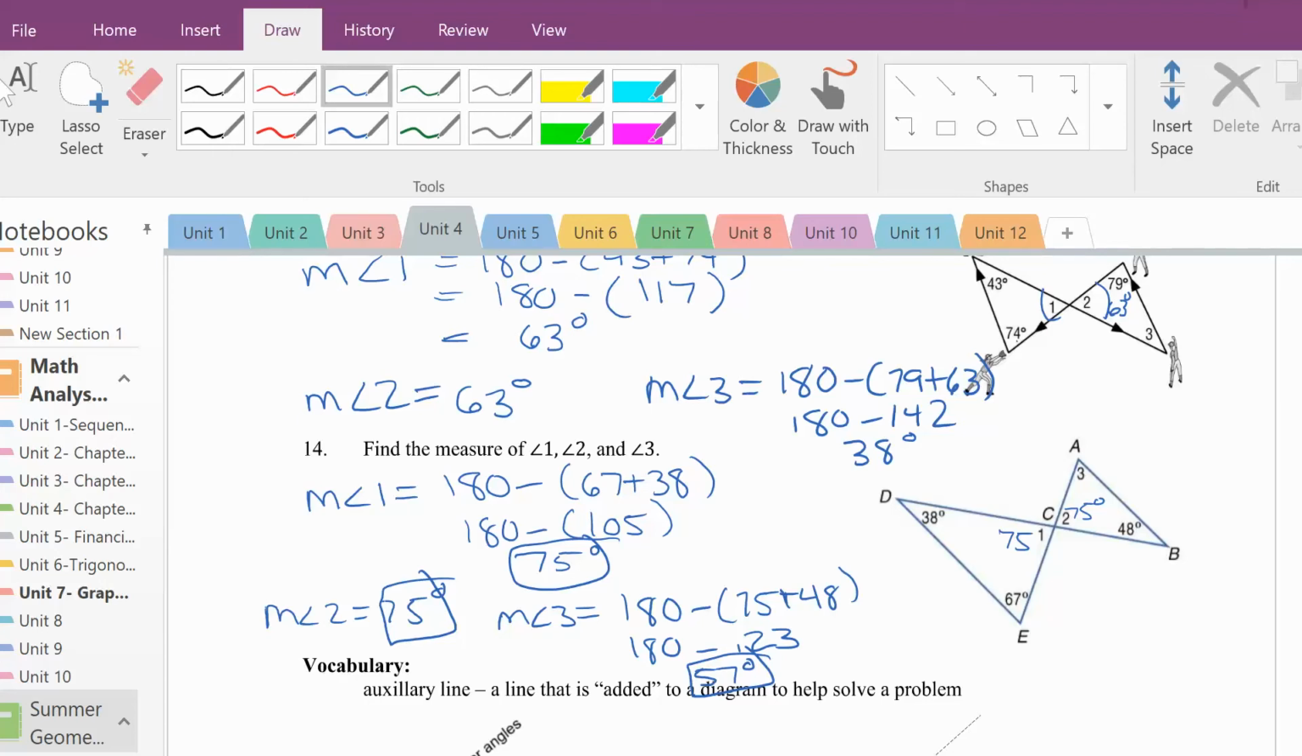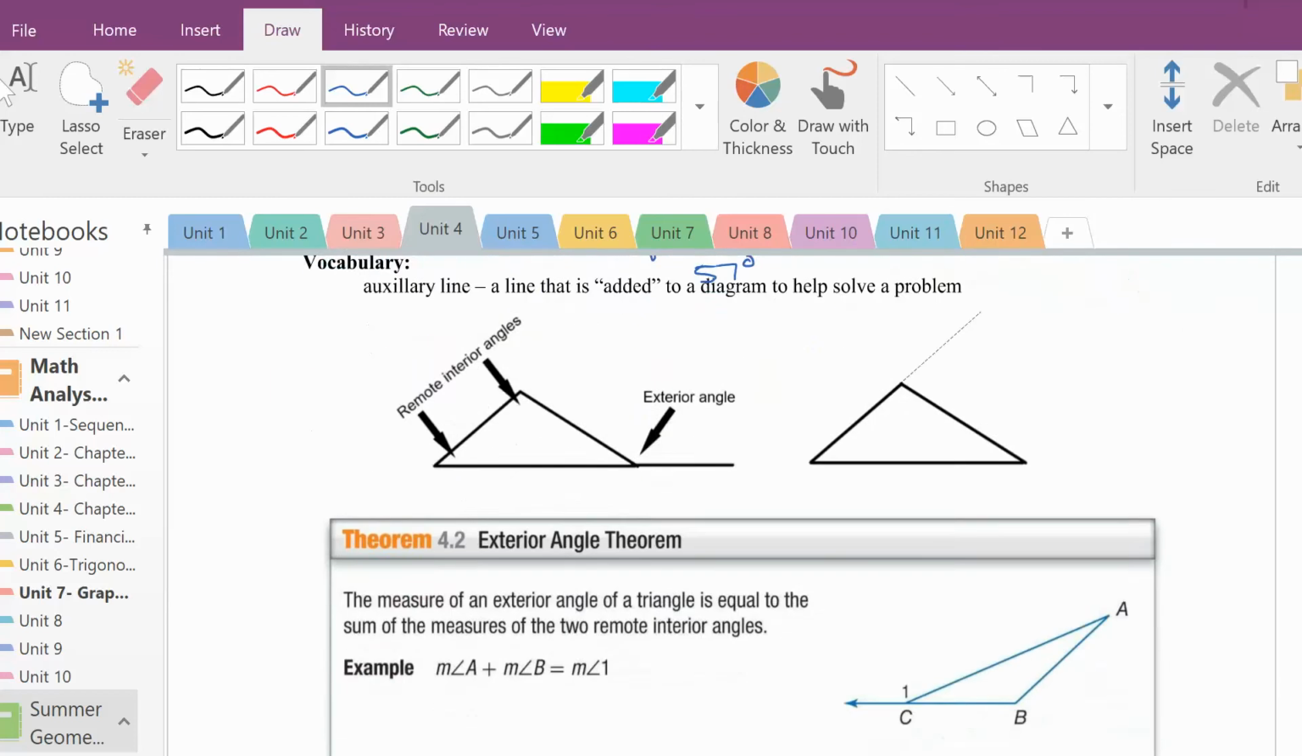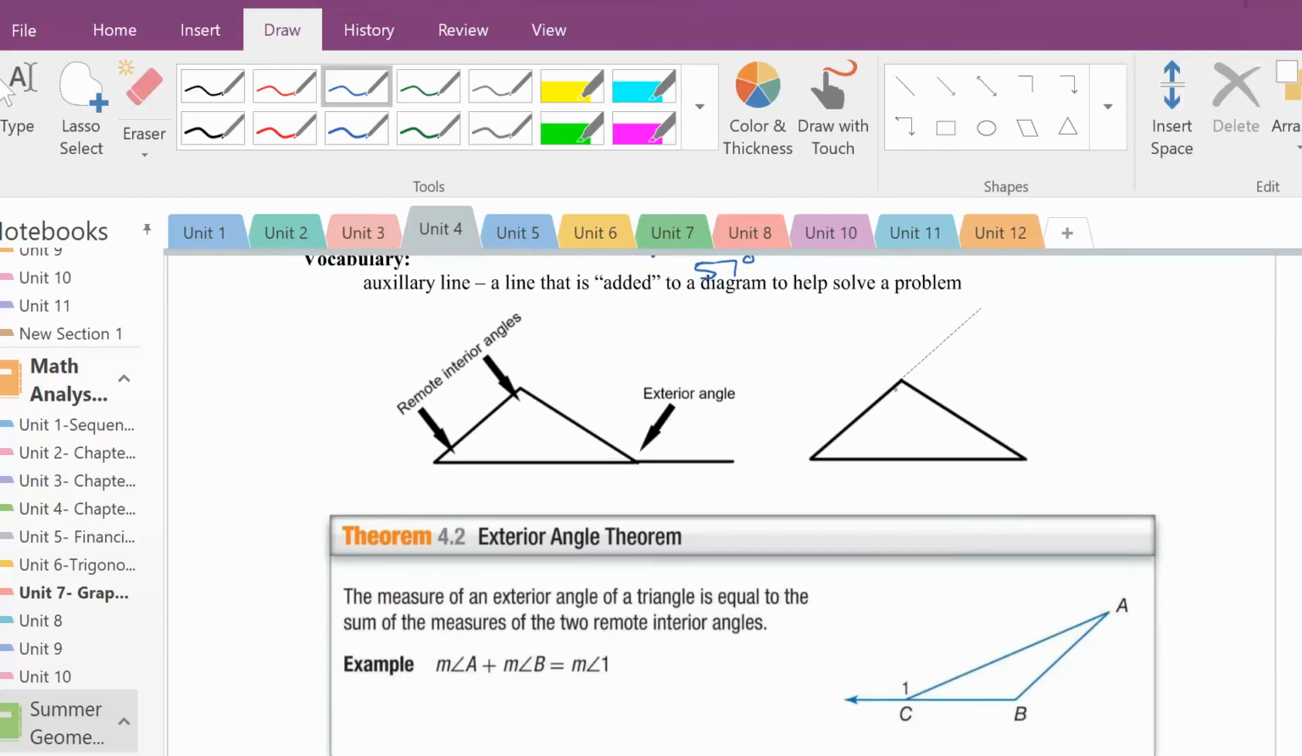All right, so next talk about an auxiliary line. An auxiliary line is a line that's added to a diagram to help solve a problem. So for example, if I added an auxiliary line to this triangle here, like this, I create what's called an exterior angle. All right, and an exterior angle in a triangle is one that's outside the triangle.